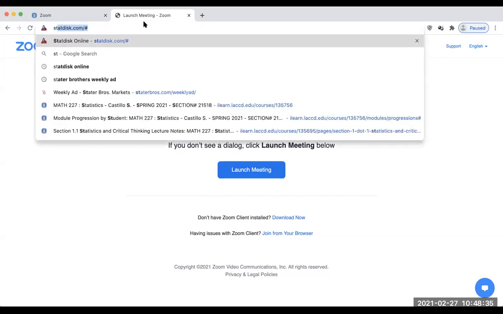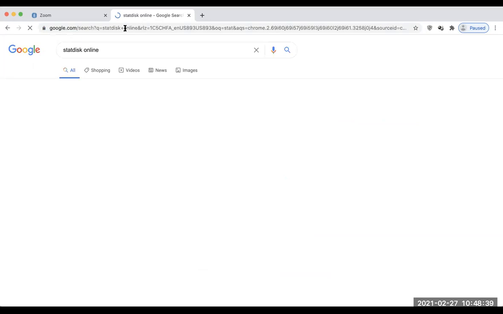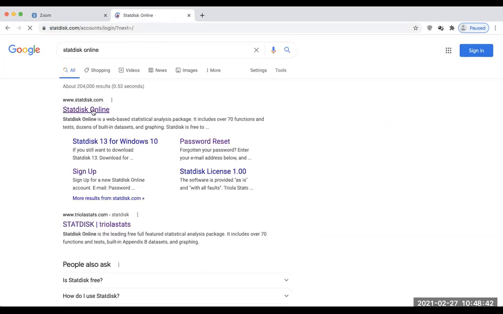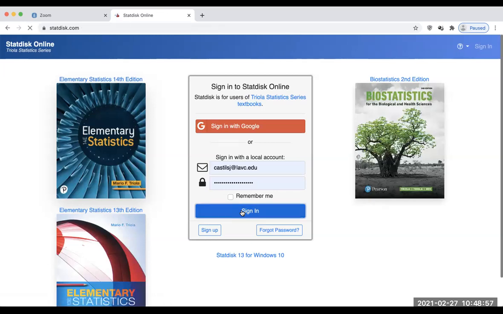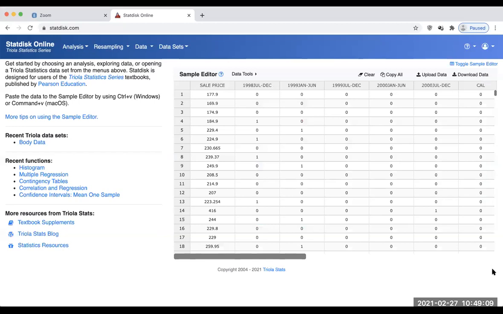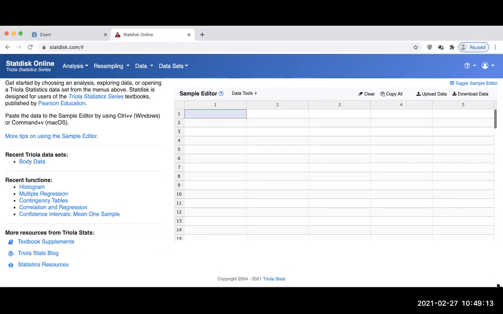StatDisk online. Okay, so if you go to StatDisk, now they do everything online. So this is StatDisk online, sign in. Let me clear my data. Okay, so what was my data? Now I'm going to put in my data: 2, 3, 14, 18, 20.